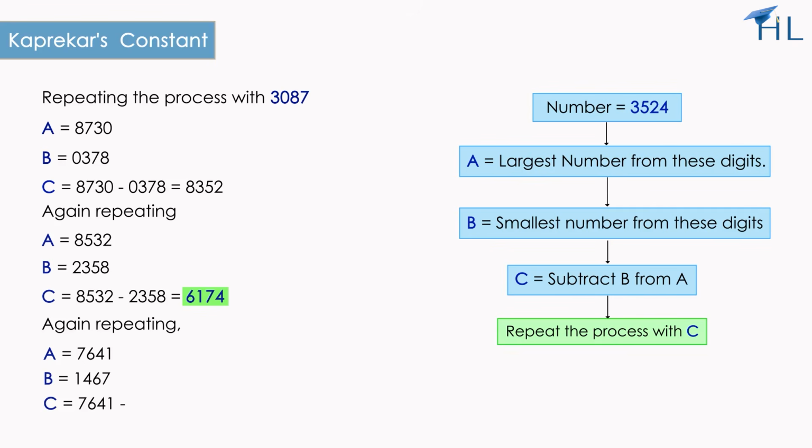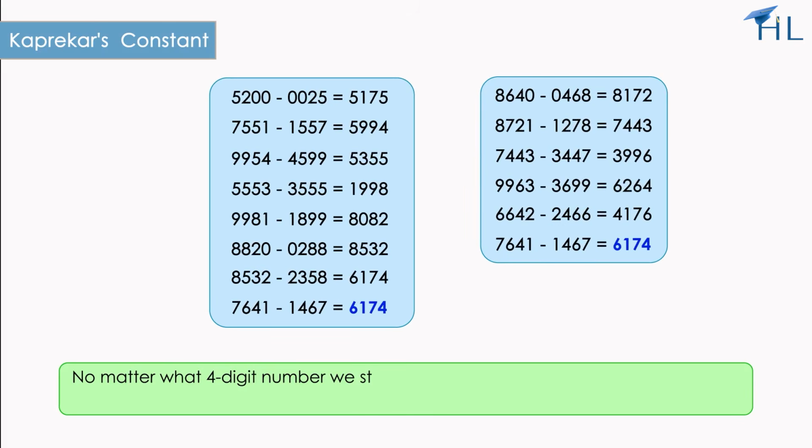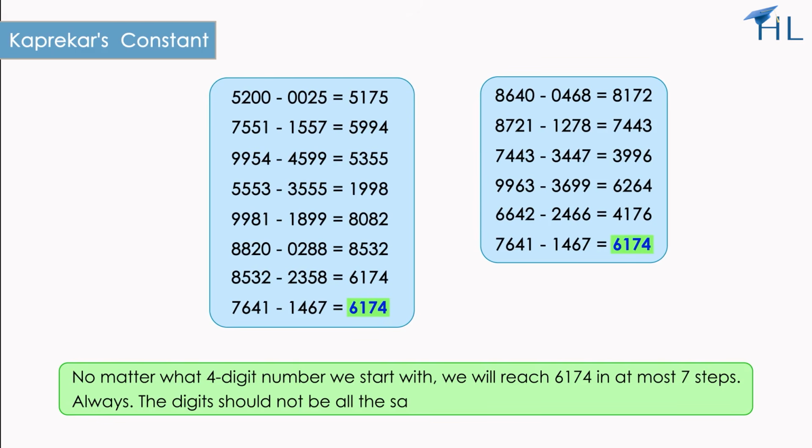7641 minus 1467 is equal to 6174. No matter what 4-digit number we start with, we will reach 6174 in at most 7 steps, always. The digits should not be all the same. It's called Kaprekar's routine, and 6174 is its fixed point.